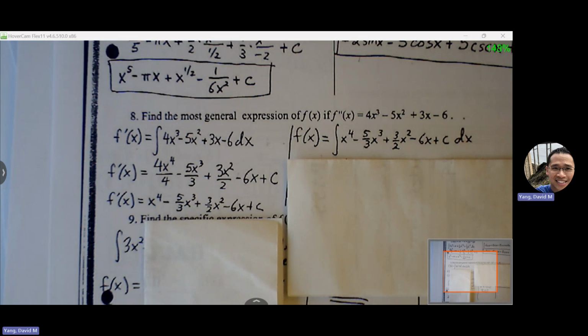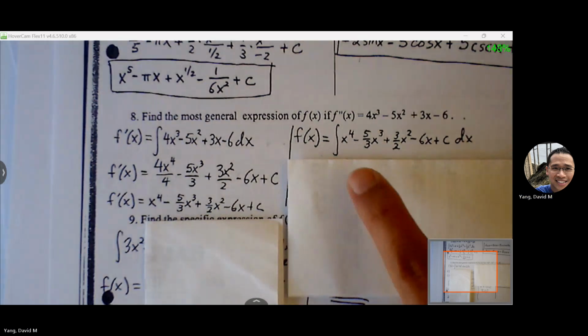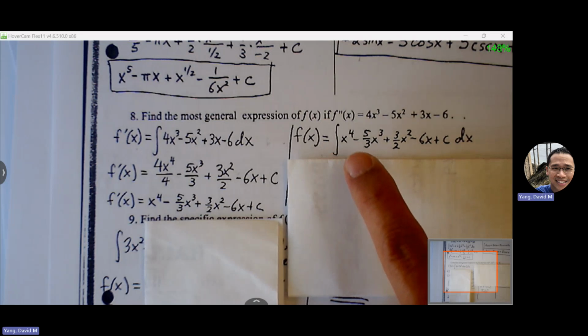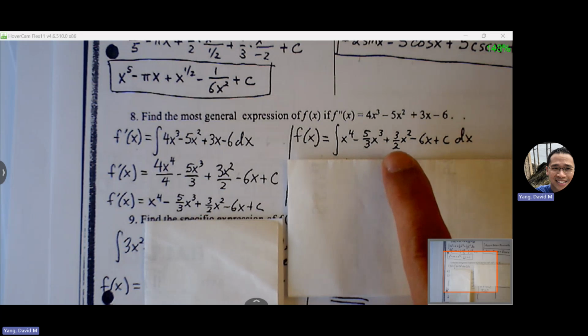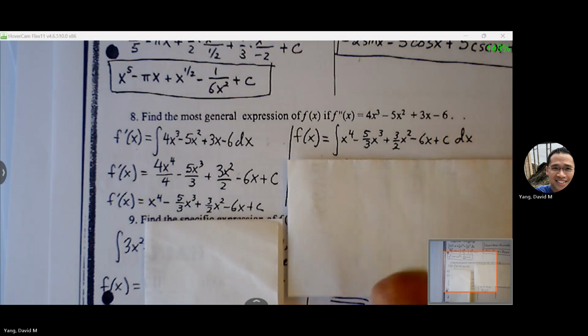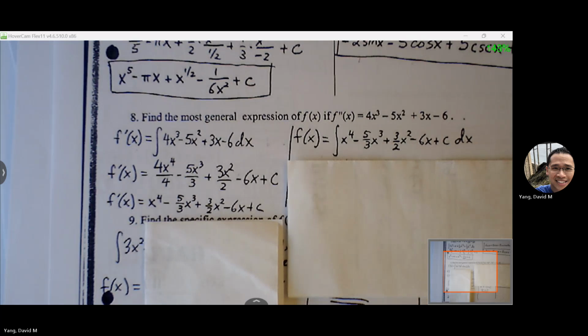Every term is ready for the power rule, so we go through the power rule again. X to the 4th becomes x to the 5th over 5. 5/3 will just hang out in front. X cubed becomes x to the 4th over 4. 3/2 hangs out in front, x squared over 2. 6 becomes 6x. What do you think is going to happen with the C here? Imagine that C is like a 5 or 6 or 8. What would happen to that C, you think?